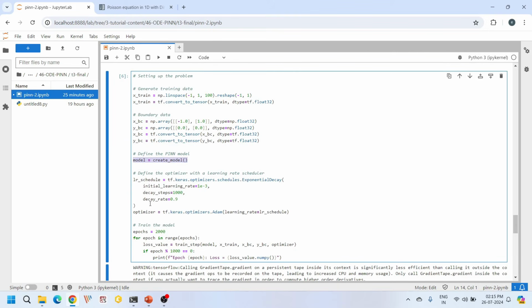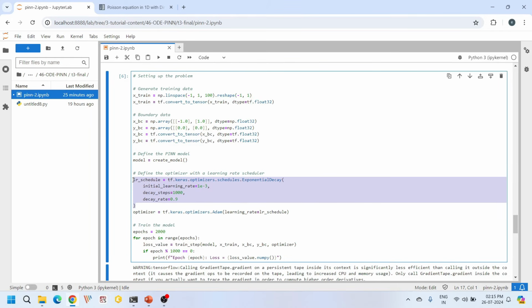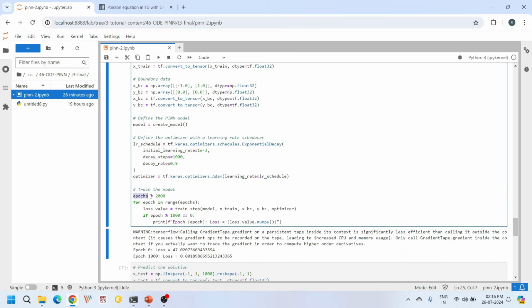And here we are creating the model, and then here we are defining this learning rate scheduler, and the optimizer is configured with this learning rate scheduler. This learning rate scheduler will improve the training stability and convergence by gradually reducing the learning rate. So this will adaptively reduce the learning rate. So we need not specify any explicit value for the learning rate of this optimizer, and then we are doing 2000 epochs, so 2000 iterations for solving this partial differential equation.